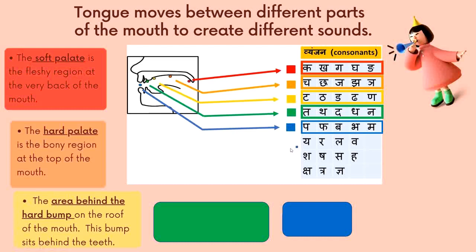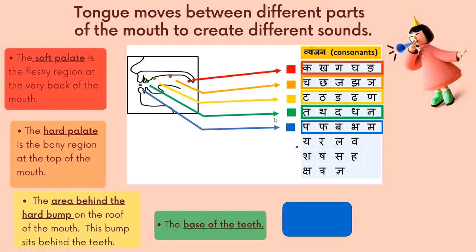The fourth part is shown in green color. It is the base of the teeth which is used to pronounce fourth group Vyanjan. The fifth part of the mouth is the lips and it is used to pronounce fifth group Vyanjan. This is shown in blue color. So while pronouncing these consonants, you will observe that your tongue moves between these parts of your mouth. It will be very helpful in pronouncing the consonants correctly.